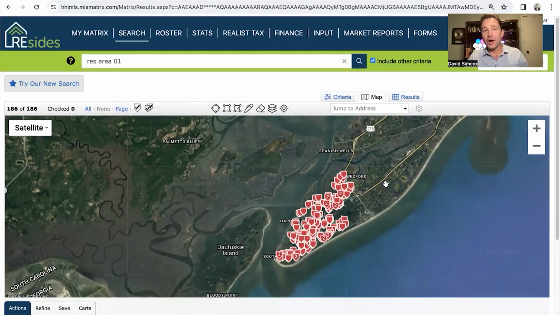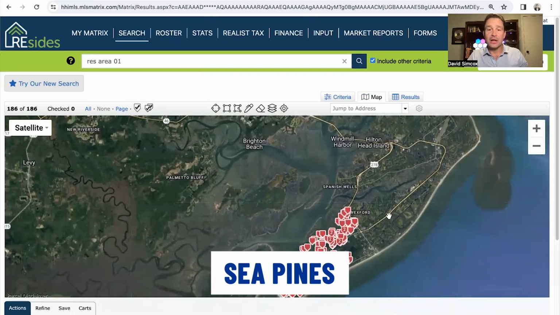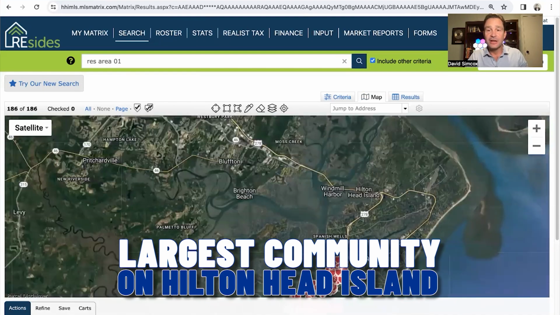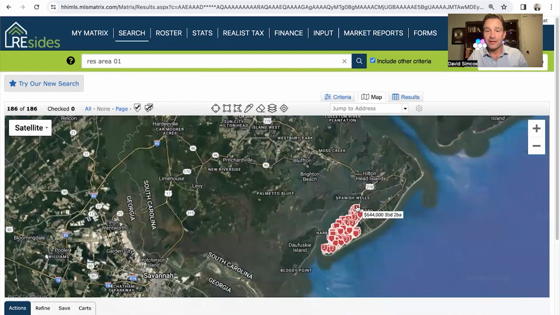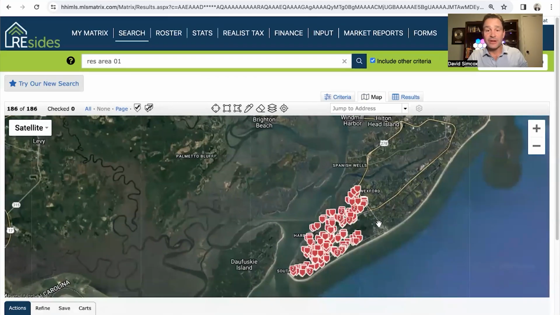All right, so we are skipping the letters Q and R because there are no neighborhoods starting with those letters, and we are on the letter S, and we're on a neighborhood called Sea Pines. Sea Pines is the largest community on Hilton Head Island. As you can see, it takes up nearly the entire end of this island, all one neighborhood. And it was also the first actual neighborhood on Hilton Head Island. So when they developed this back in, I think it was the 1950s, this is what their concept was.